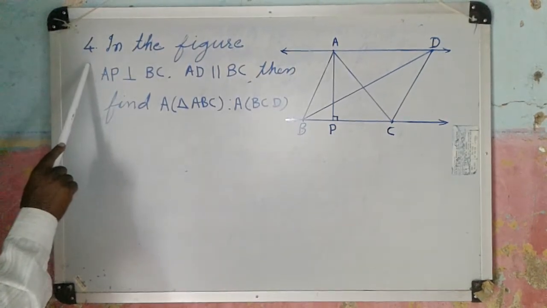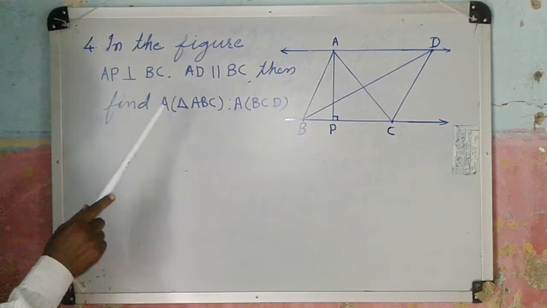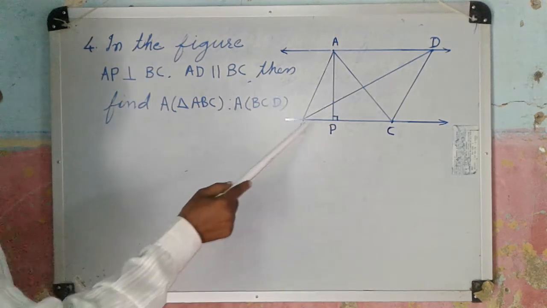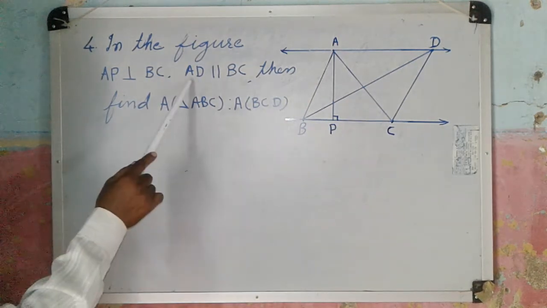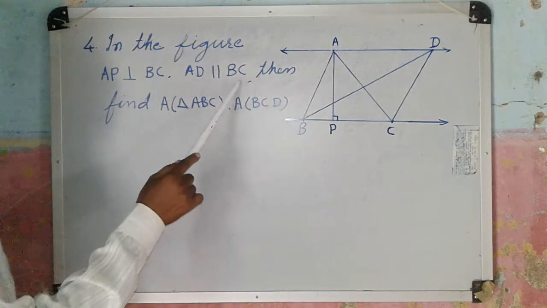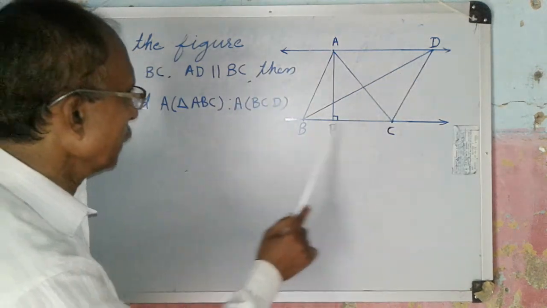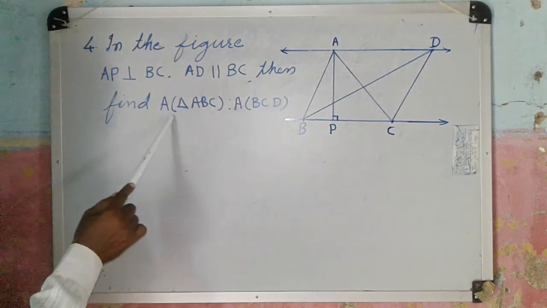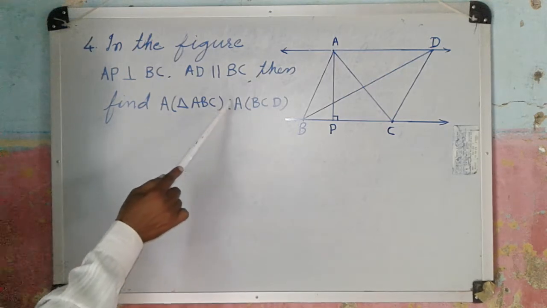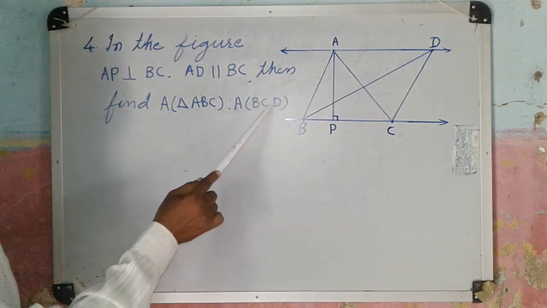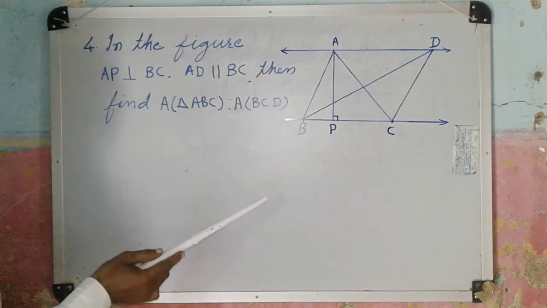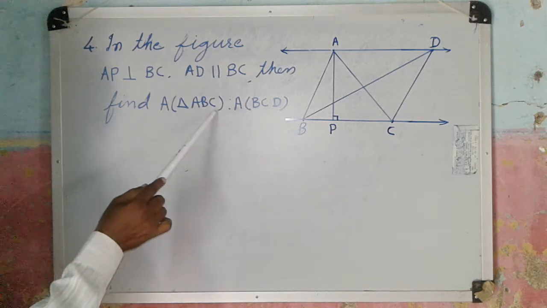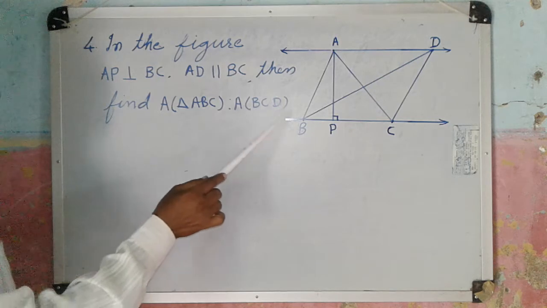Now, question number 4. In the figure, AP is perpendicular to BC, and AD is parallel to BC. Line AD is parallel to line BC. Then find the area of triangle ABC is to the area of triangle BCD. That means you have to find the ratio of areas of triangle ABC and triangle BCD.